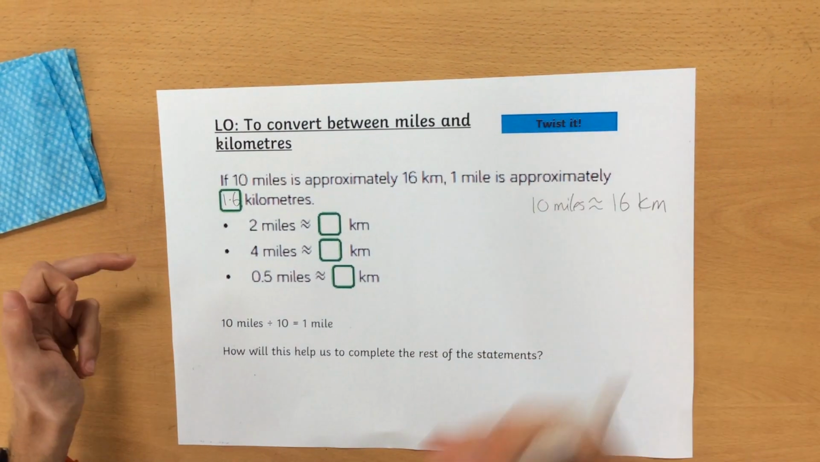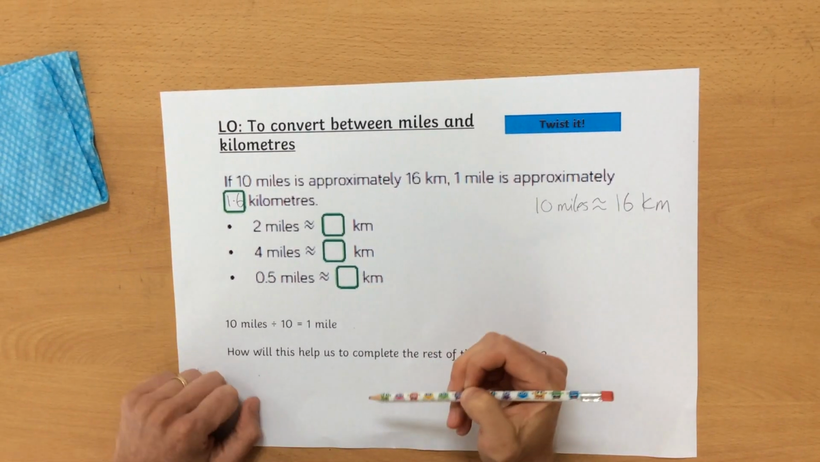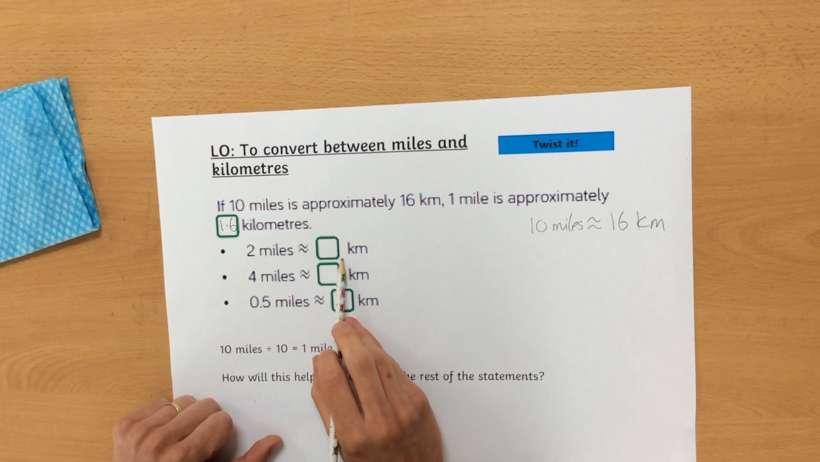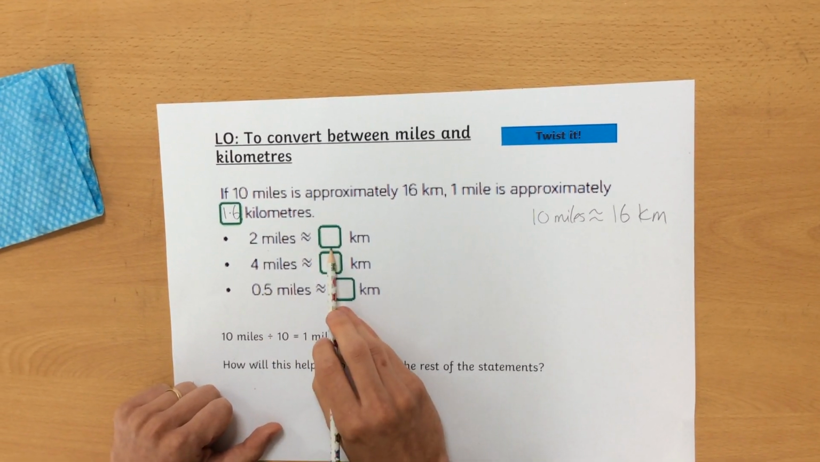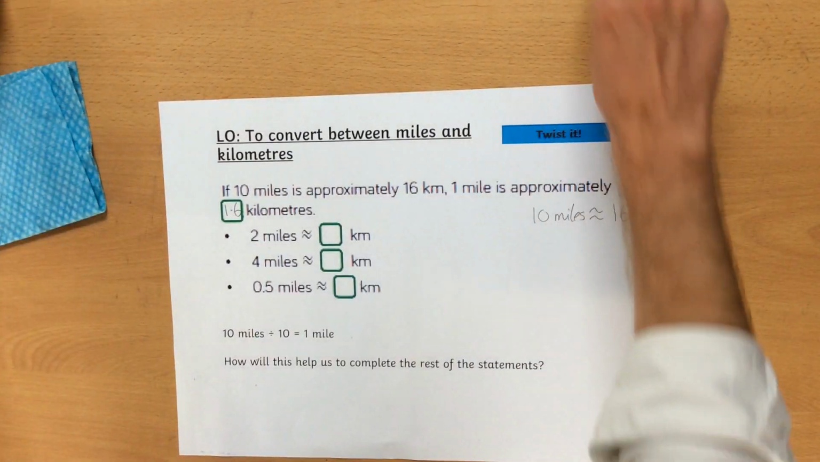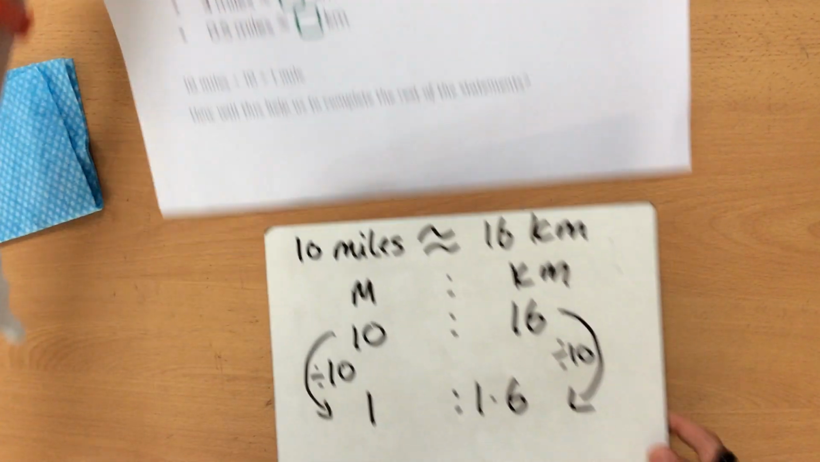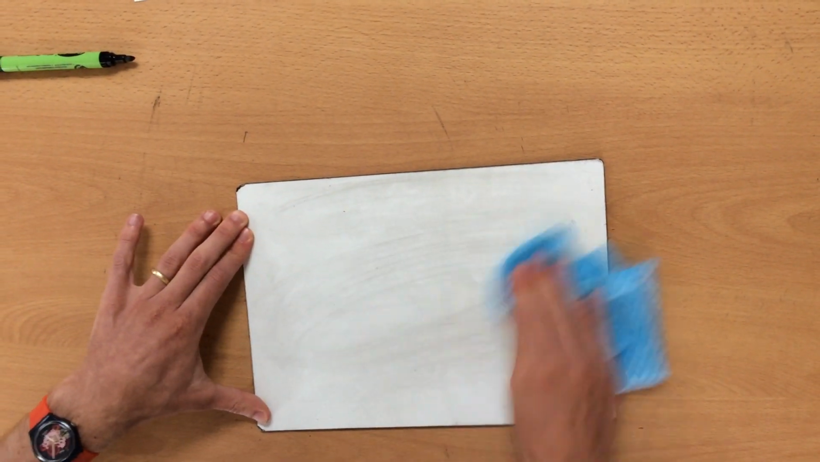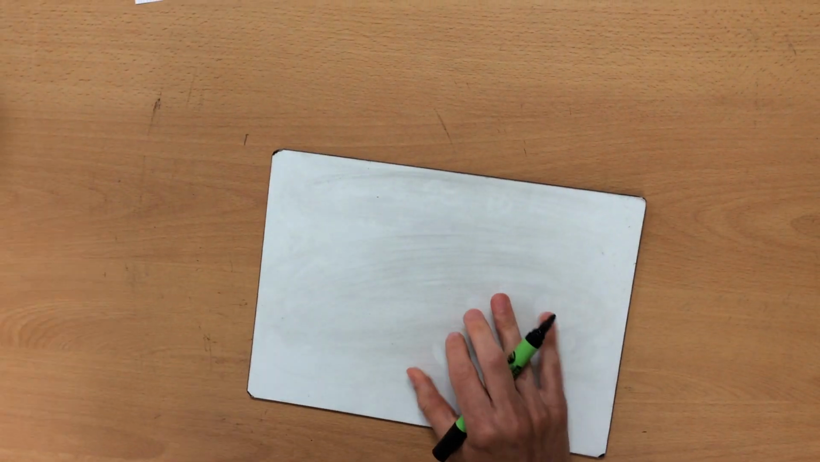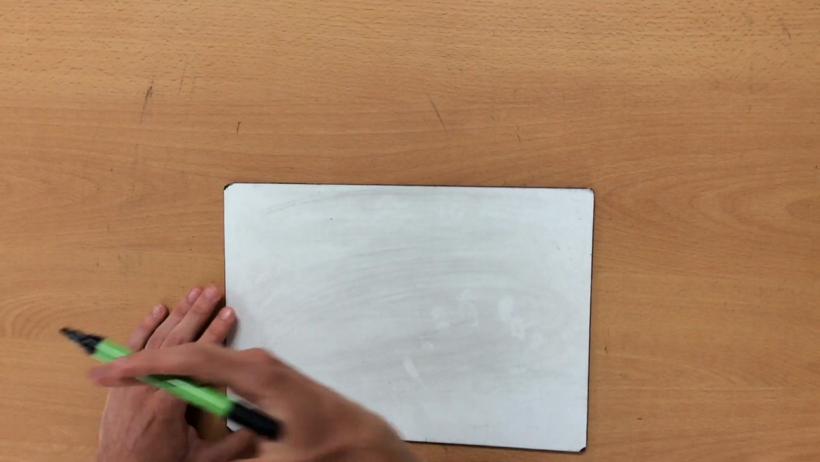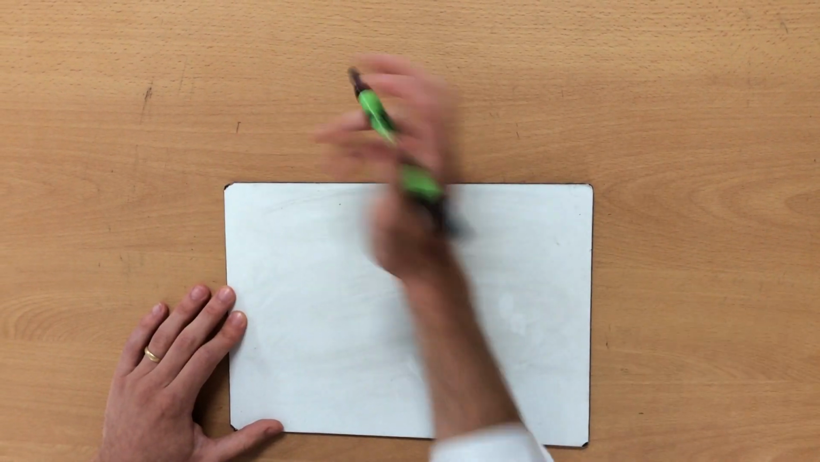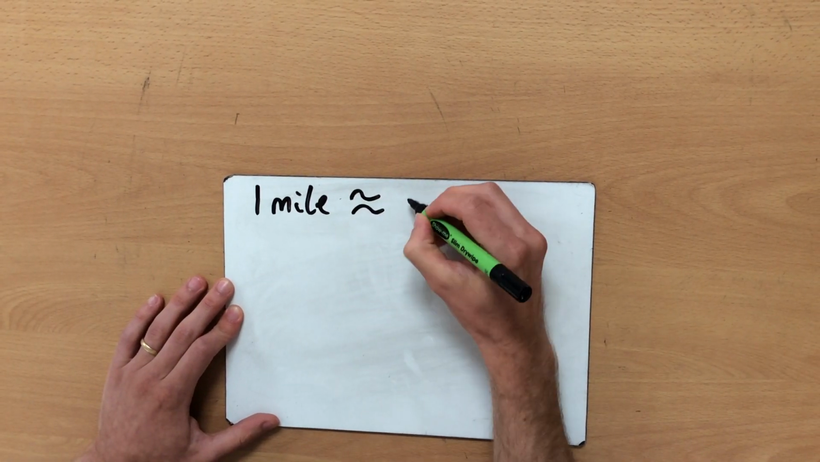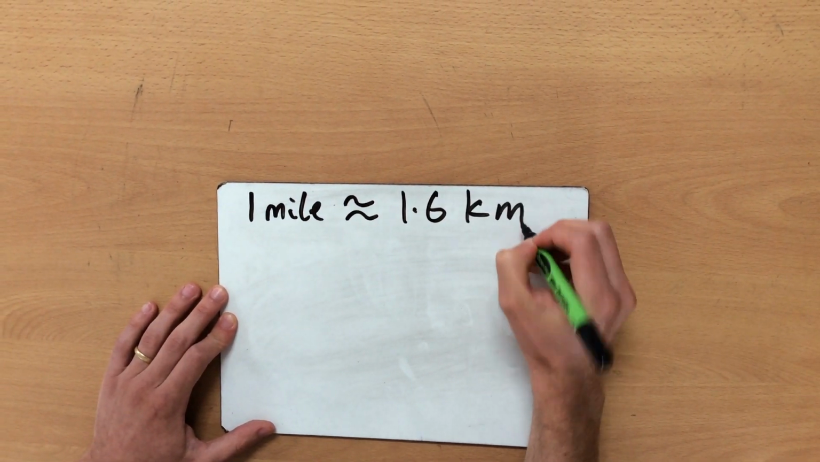Right, I've got some good information here. I can now calculate the rest of these missing information facts. 2 miles is approximately how many kilometers? For this calculation, I'm going to use the knowledge that I already have, that 1 mile is the same as 1.6 kilometers. So every step I do here, I'm using my knowledge from the previous calculation to help me move forward, which I think is a good little metaphor for life in there somewhere.